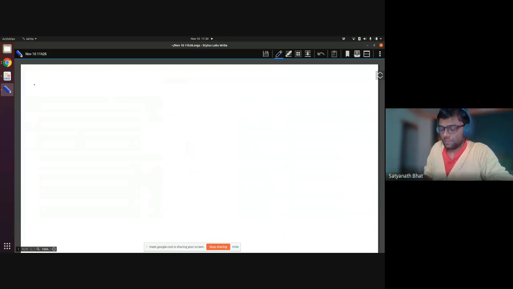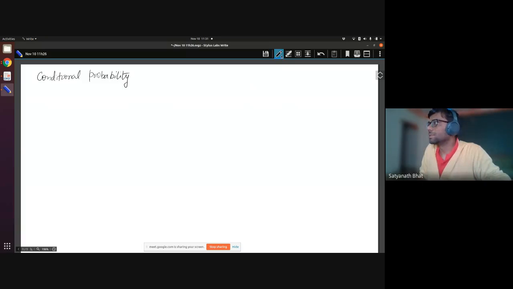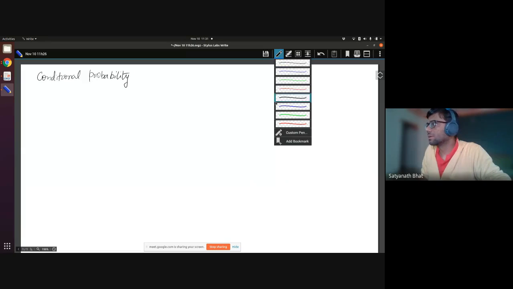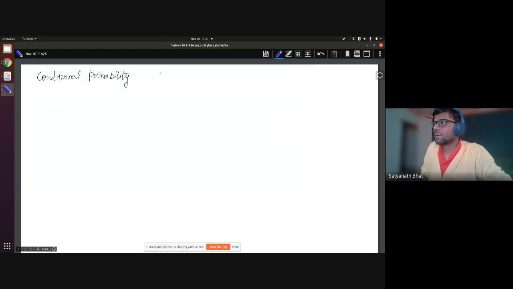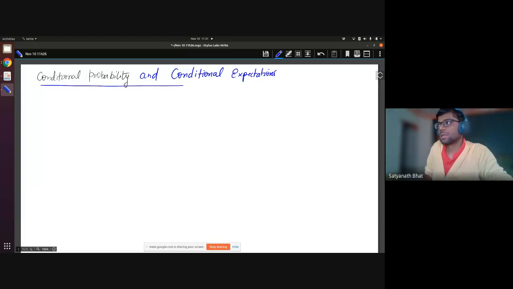So yesterday we were talking about this idea of conditional probability and conditional expectations. We reviewed some of the concepts that we have already been studying. So things like conditional probability mass function.